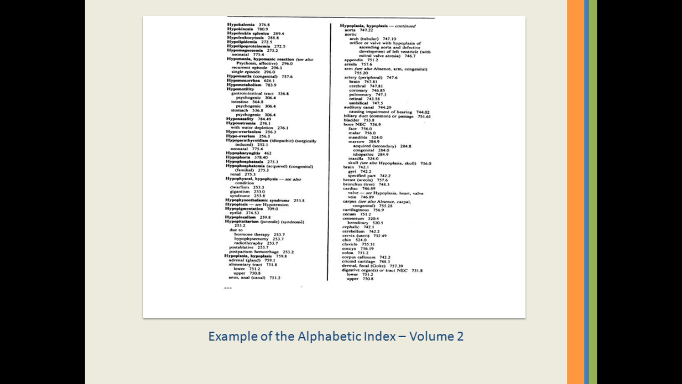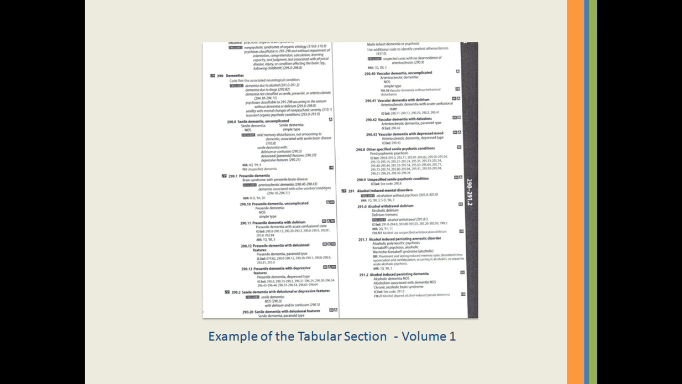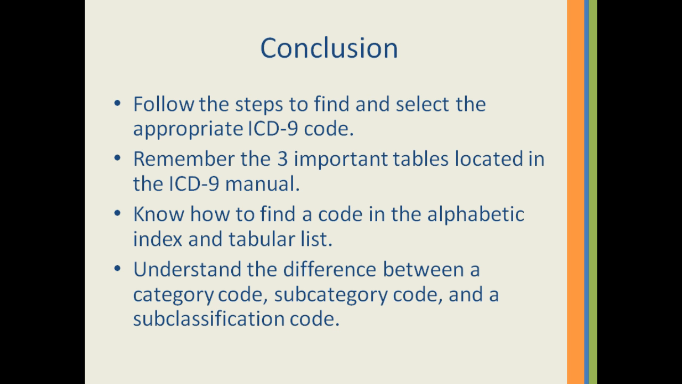Now, I've given some examples here on the alphabetic index. So the alphabetic index here again is at the beginning of your book, and it's located on page 86, and it gives all of the terms in alphabetical order. Your tabular section here again gives you your codes, the code descriptions, but it's in numerical order. So with that being said, I need for you to follow the steps to find or select the appropriate code. Remember, there are 3 important tables located in the ICD-9 manual. Also, know how to find a code in the alphabetic index and reference the tabular. And I need for you to understand the difference between a category code, a subcategory code, and a subclassification code.